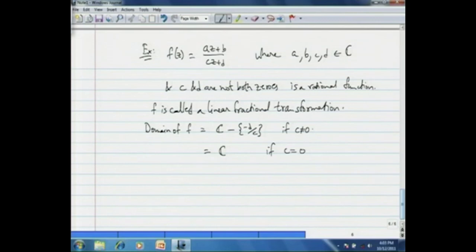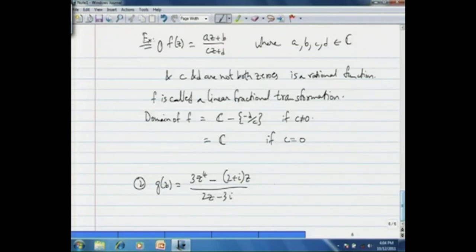Another example of a rational function is as follows, let me use a different symbol, example 2, g of z given by 3 z power 4 minus (2 plus i) z by 2z minus 3i. So, this is a rational function defined for each z belonging to the complex plane minus the point 3i by 2. At 3i/2 the denominator assumes a value of 0. So, we remove the point 3i/2 and the rest is the domain for this g.